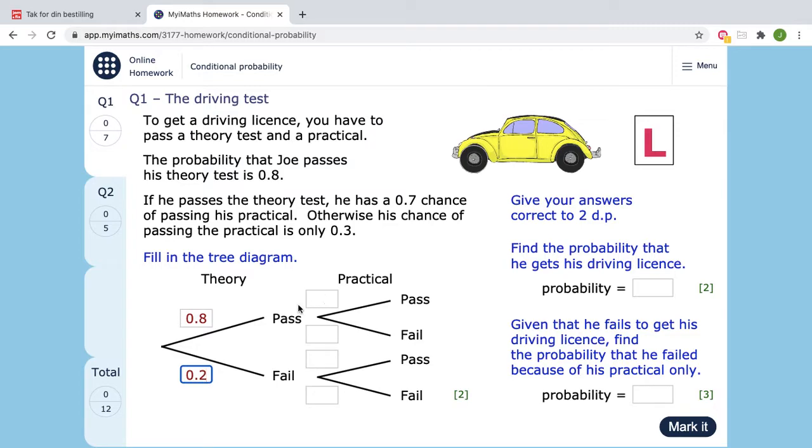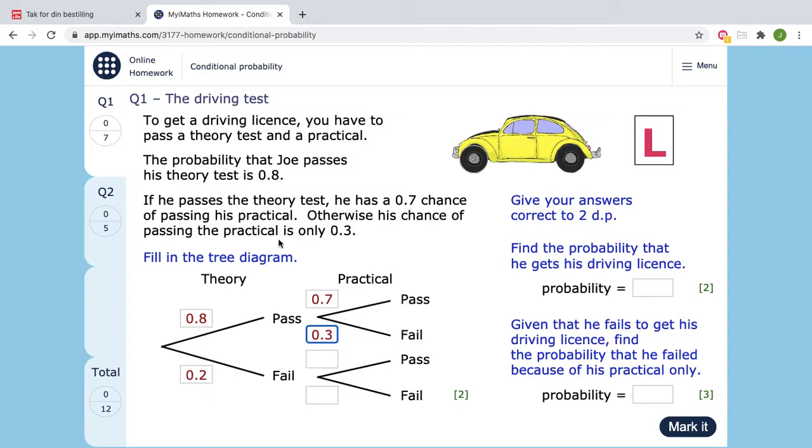Okay, if he passes the theory test, so we go up here on the tree where he passes the theory test, then he has a 0.7 chance of passing his practical. So I'll fill in 0.7 for the chance of him passing his practical if he passes the theory. And if it's a 0.7 chance of passing the practical in that circumstance, then it must be a 0.3 chance of failing, so that the two add up to 1.